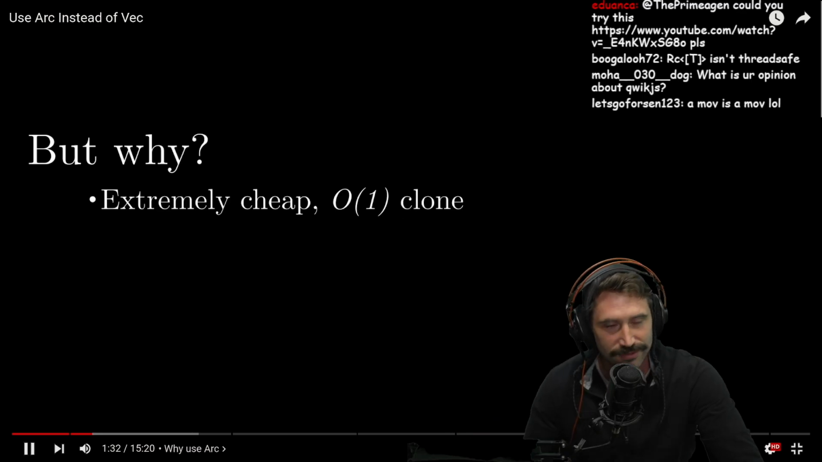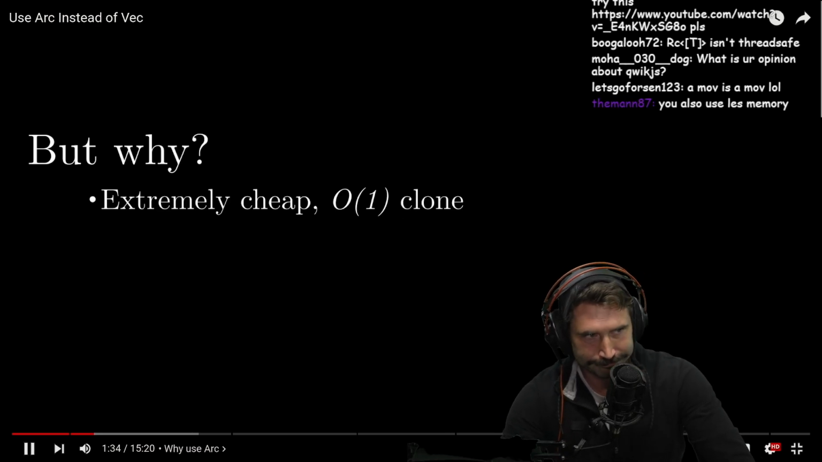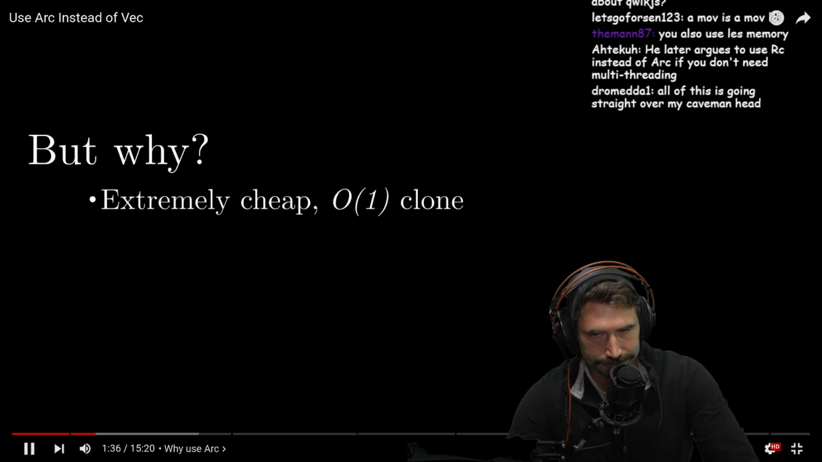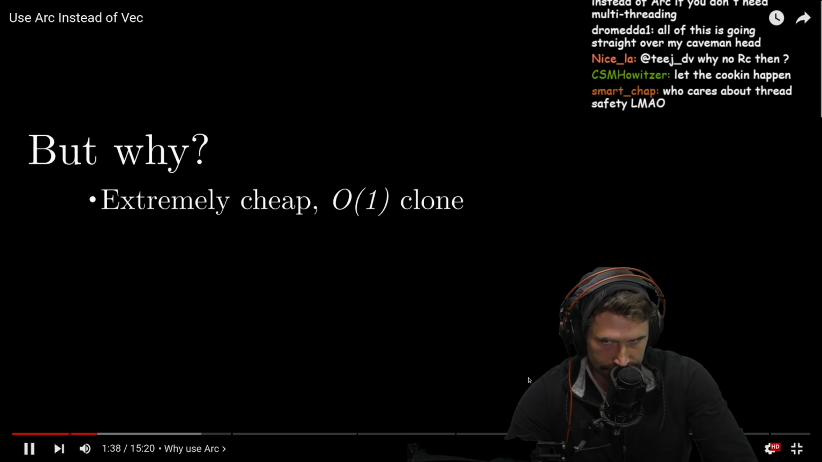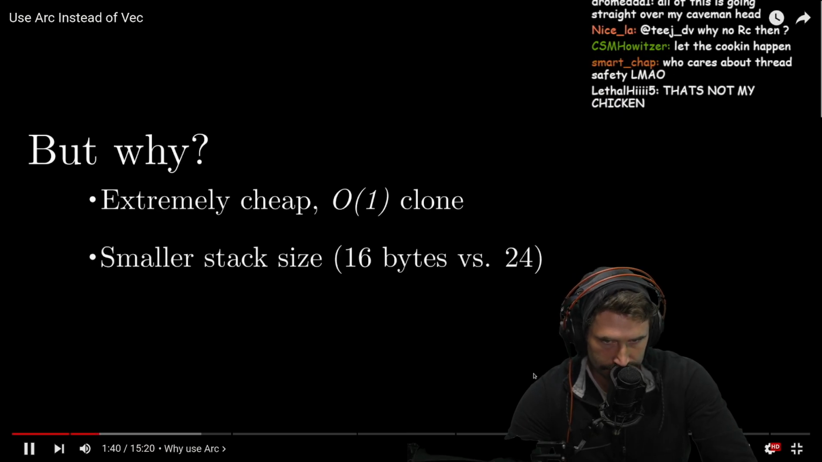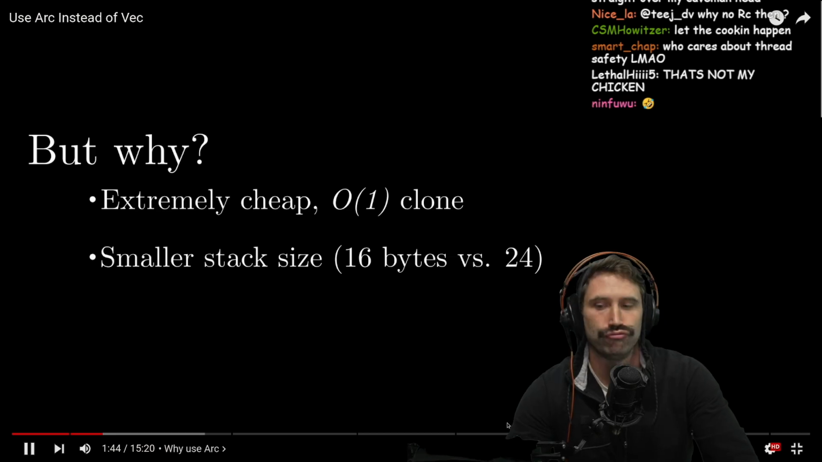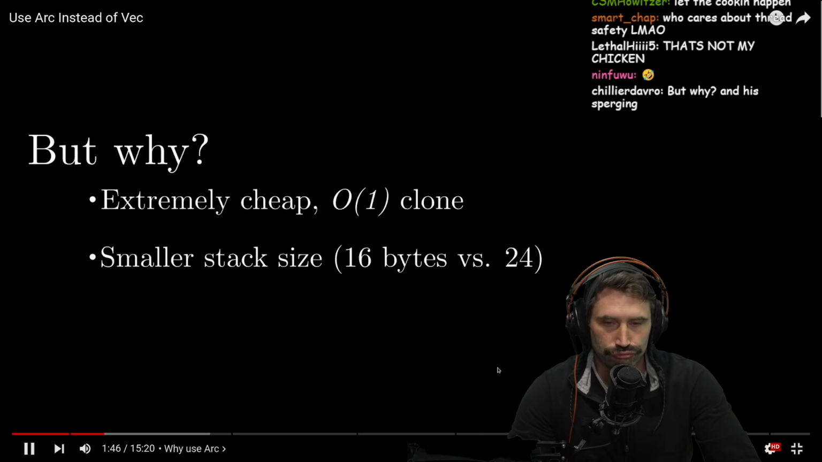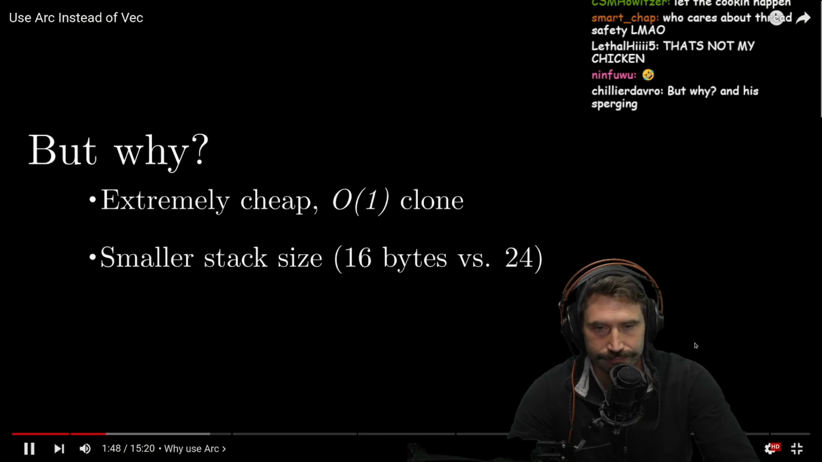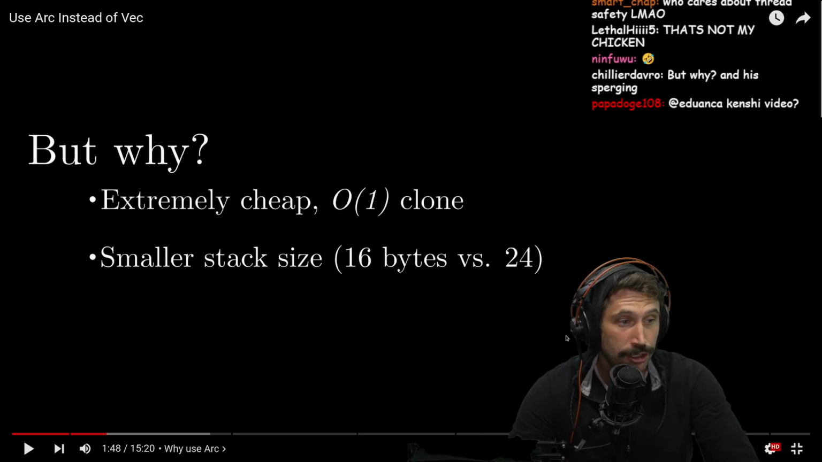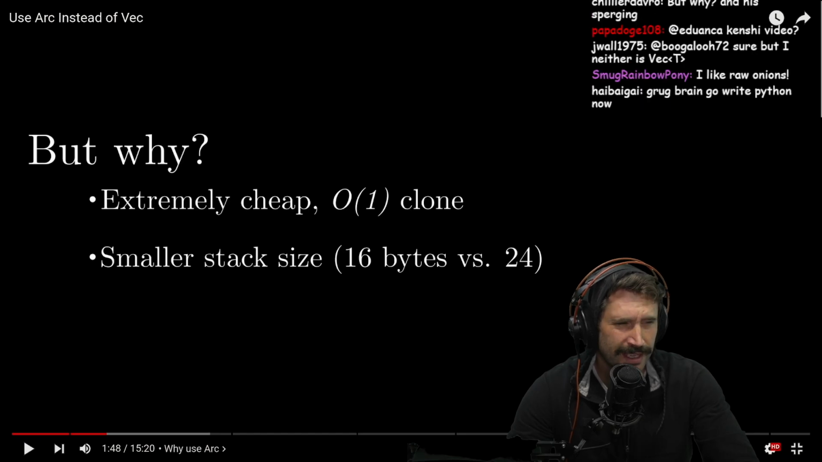Okay, sorry. So this is a huge optimization that you can get very easily just by switching over to Arc<[T]>. Another reason is that Arc<[T]> is only 16 bytes. It only needs to store a pointer and a length, unlike a Vec, which needs to store a pointer, a length, and a capacity.